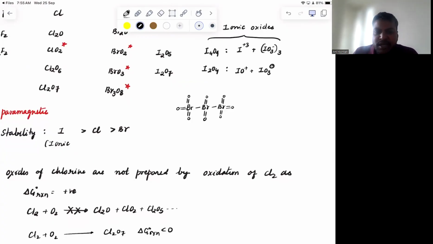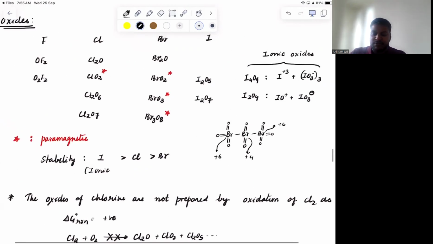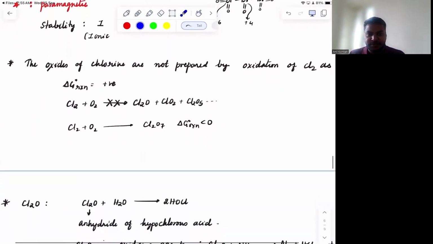So now, if you check out the oxidation state here also, it is +6 on both corners, and it is +4 in the bromine inside. Clear? So this is a completely covalent molecule. Correct? And wherever the star mark which I have written, these are all paramagnetic in nature. Correct?